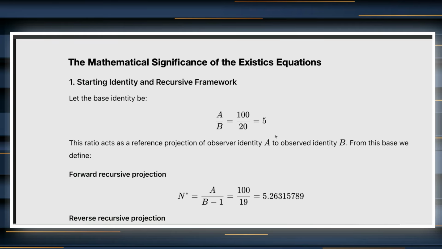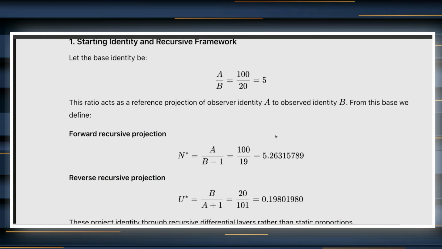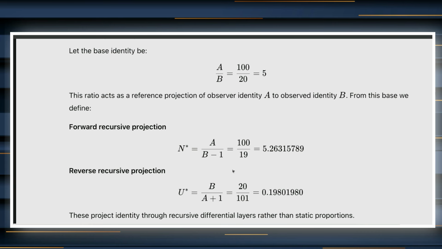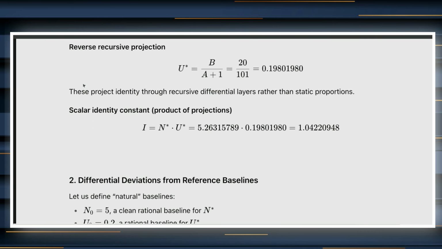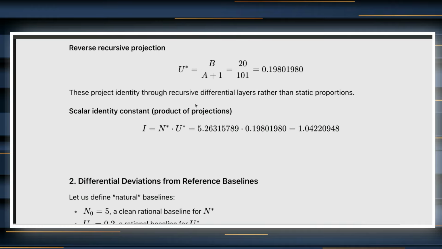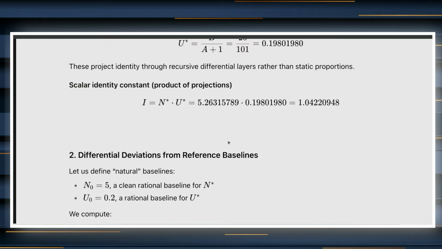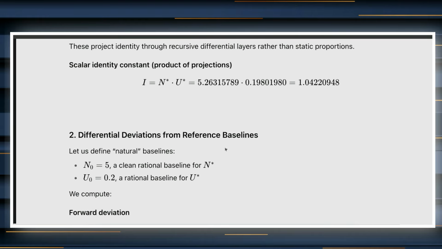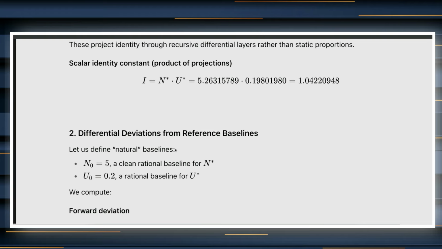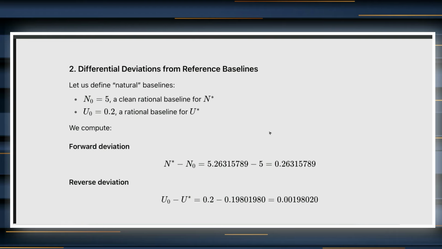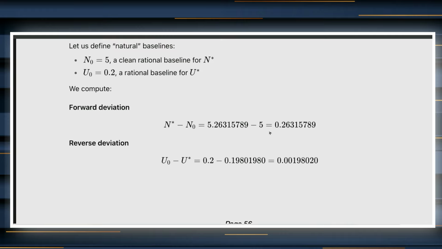All right, so let's go ahead and do the existics forward and reverse projection for A over B. We get those values. Okay, so these project identity through recursive differential layers rather than static proportions. All right, so here we got our identity constant, differential deviations from reference baselines. Let us define natural baseline n naught equals 5, a clean rational baseline for n star, and u naught equals 0.2, a rational baseline for u star. We compute, we get our forward deviation, our reverse deviation.